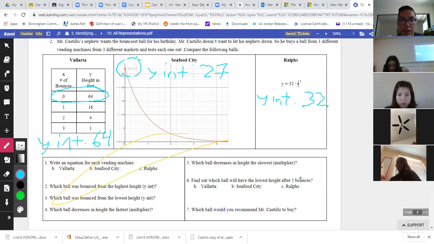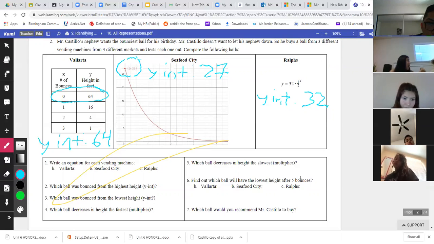Now, here's the thing. Here you can see that it's decay. Remember, decay happens when your multiplier is less than 1. That means the graph is going down. So here's a couple of things we're going to talk about when we talk about decay. The multiplier is going to be kind of different than what you think.